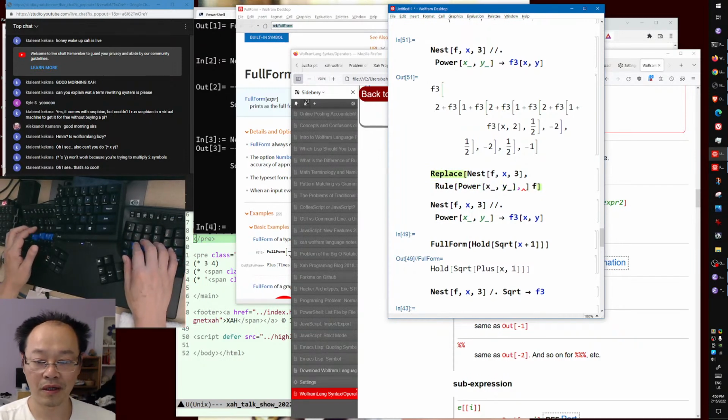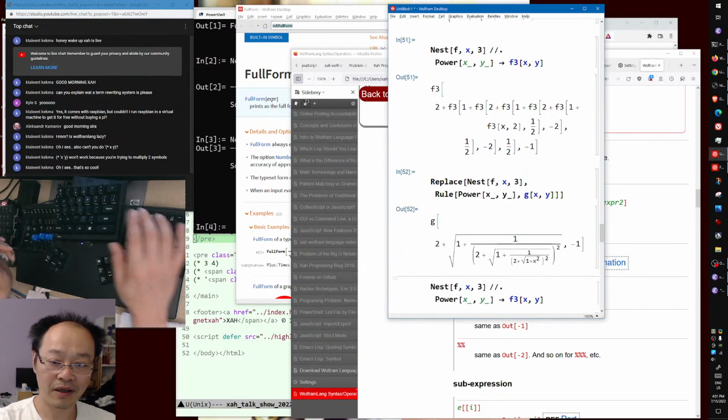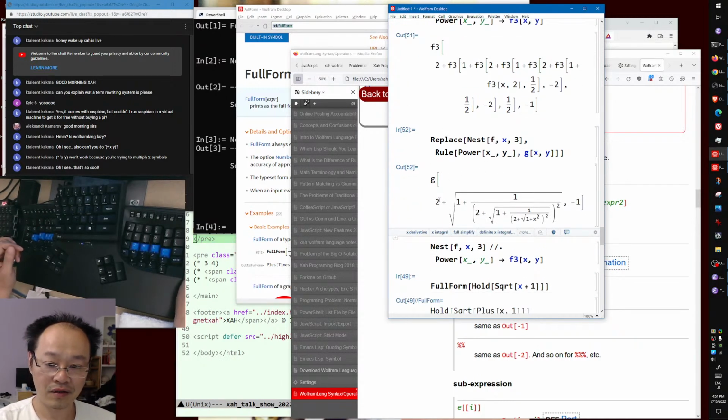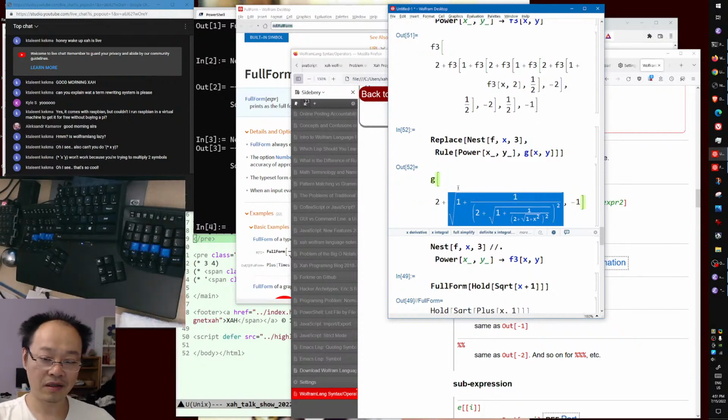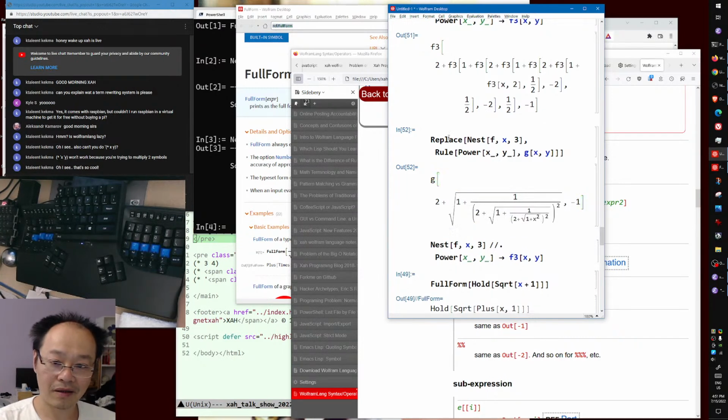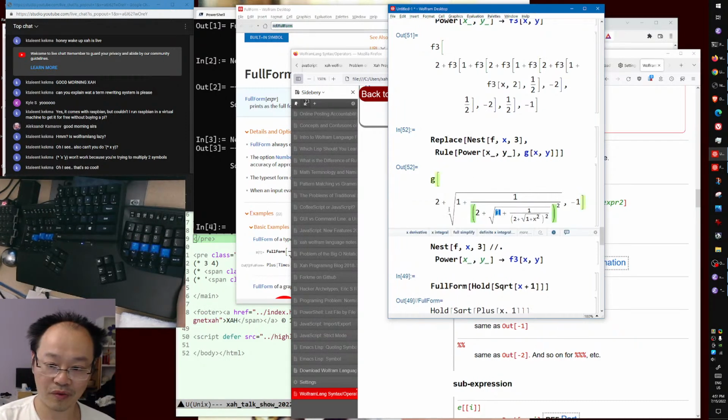So for example, in the replacement we can say g x y. Now if we evaluate that, you still get a square root here, which is a power of something to -1. The reason is that replace only does it one time. It finds the pattern, replaces it, and returns the result. So if we want to replace all the square roots, we have to use replace repeated.